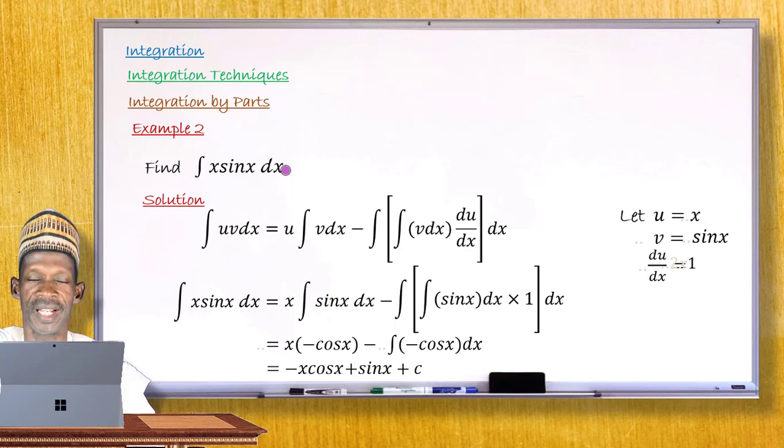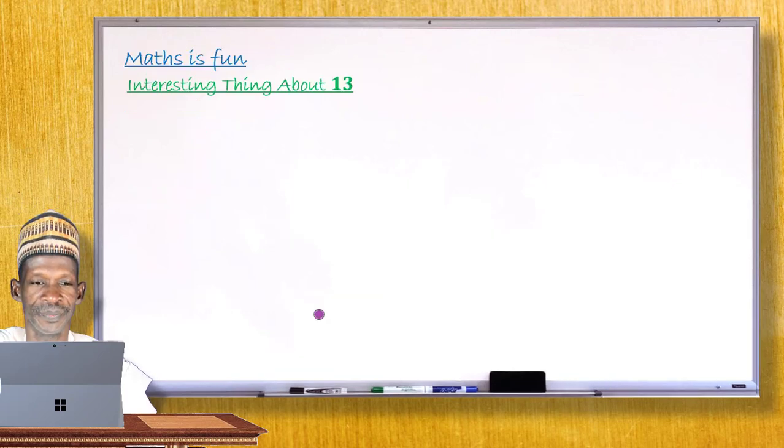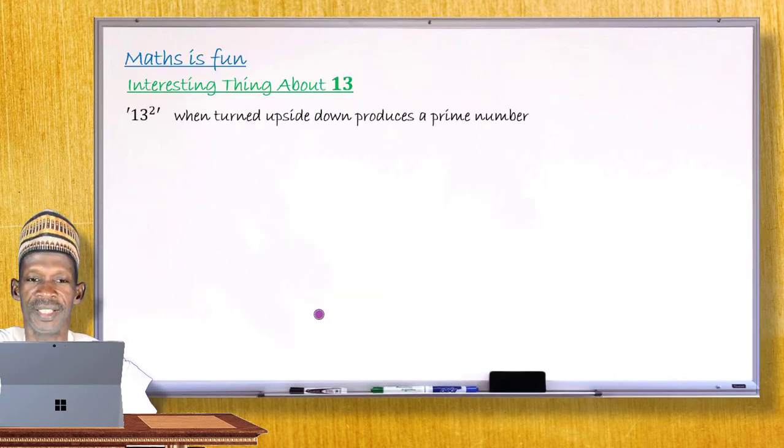Tomorrow is fun, and explain what is interesting about the number 13. So it says 13 is a prime number, and if you take the square of 13, what you now have, that very result, if you turn it upside down, it will produce another prime number. So let's find out what 13 squared is. 13 squared means 13 times another 13, and that will give you the answer 169.